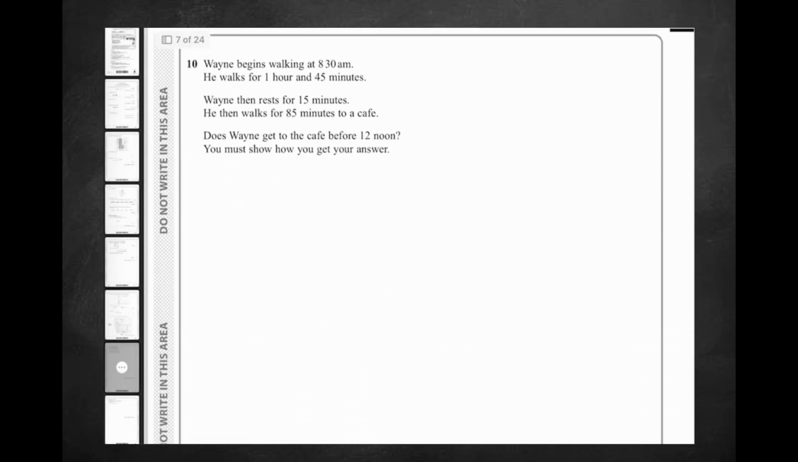Question 10. Wayne begins walking at 8:30 a.m. He walks for 1 hour and 45 minutes. He then rests for 15. He then walks for 85 to a cafe. Does Wayne get to the cafe before 12 noon? You must show how you get to your answer.